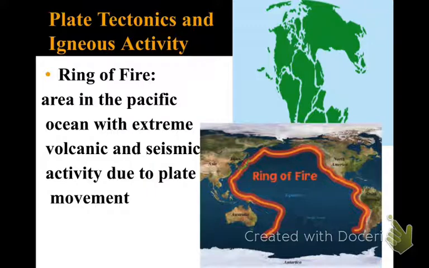But the Ring of Fire is an area in the Pacific Ocean, and it has a ton of volcanic and seismic activity. And the reason it has so many volcanoes and so much seismic activity is because it's on a plate boundary. And so down here you have the picture of where the Ring of Fire is. It's outlined in red right there. And so here is the U.S. Notice that the Ring of Fire goes right next to where California is, where that transform boundary is, which is where the San Andreas Fault is and all that stuff.